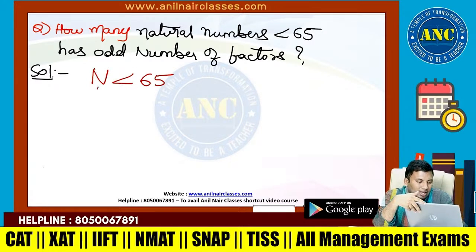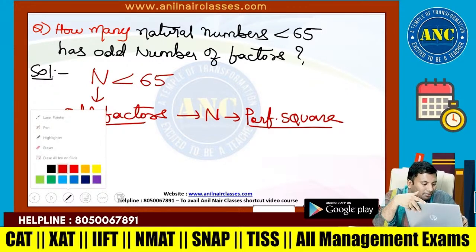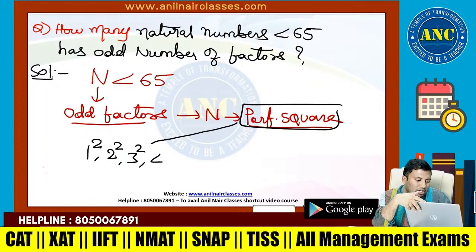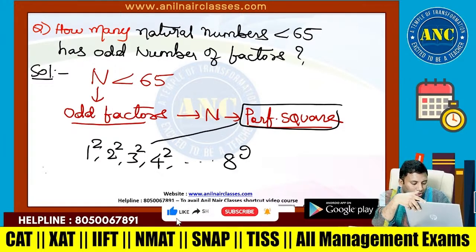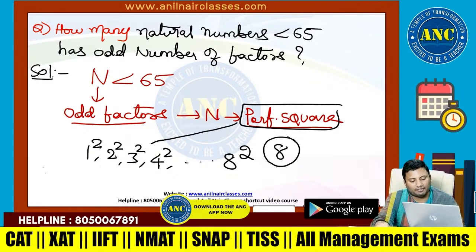If a natural number is less than 65 and it has an odd number of factors, then the number is said to be a perfect square. What are all the perfect squares less than 65? 1 square, 2 square, 3 square, 4 square, and so on up to 8 square. So till 8 square, the total number of numbers less than 65 which have an odd number of factors is 8.